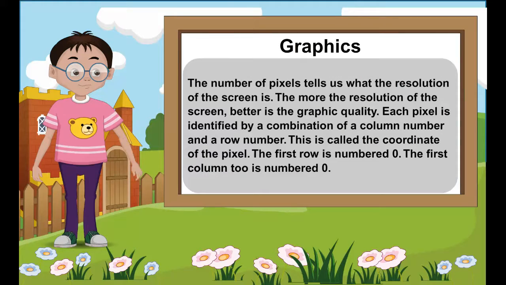The number of pixels tells us what the resolution of the screen is. The higher the resolution of the screen, the better the graphic quality. Each pixel is identified by a combination of a column number and a row number. This is called the coordinate of the pixel. The first row is numbered 0. The first column too is numbered 0.